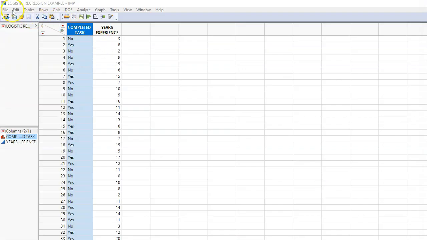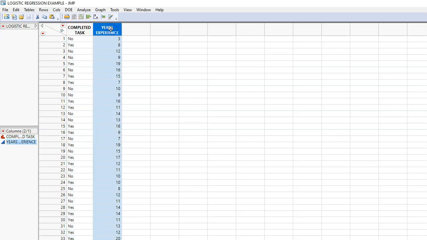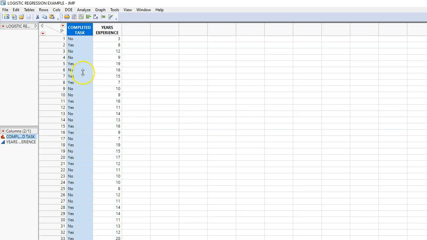Example here, and this example is based on years of experience. That's your explanatory variable, that's your independent variable. And you also have completed tasks. So what completed task in this example is, we're having an interview session, and we have applicants who are interviewees, and they attend the interview session. And during the interview session, we give them a task, and we want to see if they can complete the task during the time given. We give them 10 minutes time.